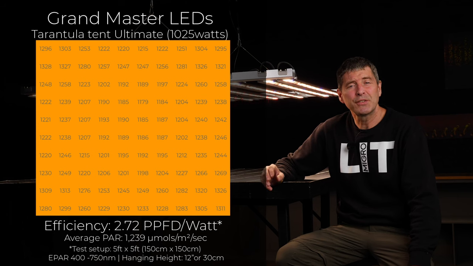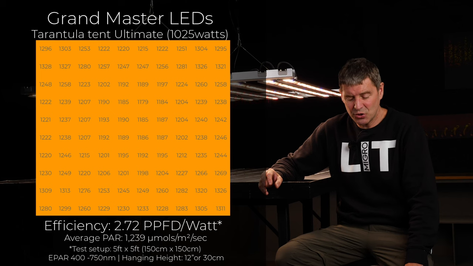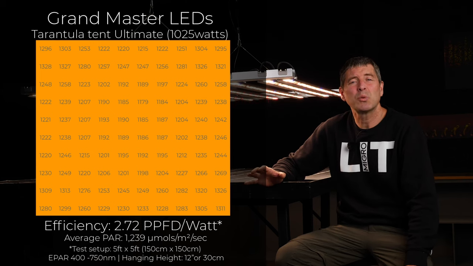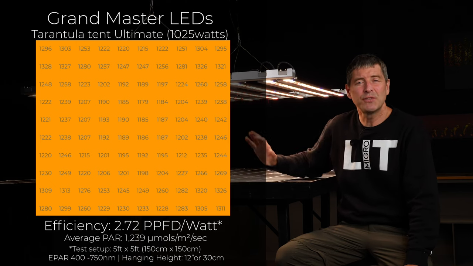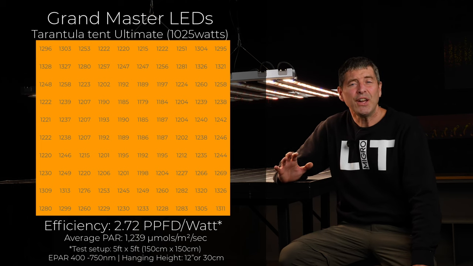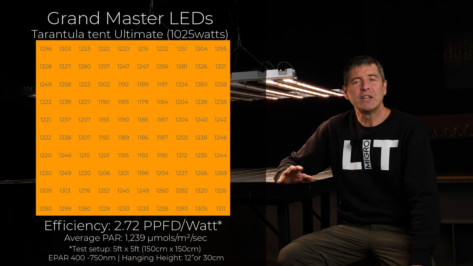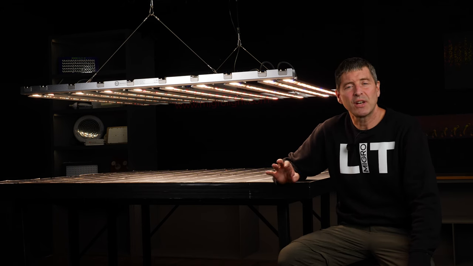Consumed power was 1025 watts, and that results in a system efficiency of 2.72 micromoles per watt, or usable PPF per watt. That is the total power delivered to the plant canopy divided by the total power consumed. And this is a very uniform spread, as you can see, right up to the edges. Exceptionally good delivery all around the grow area, and congratulations to Grandmaster Level for that.